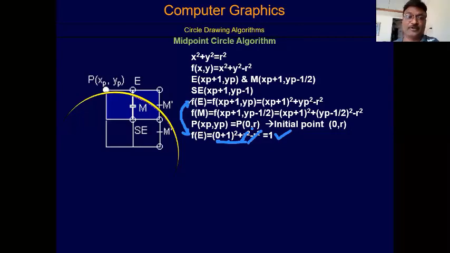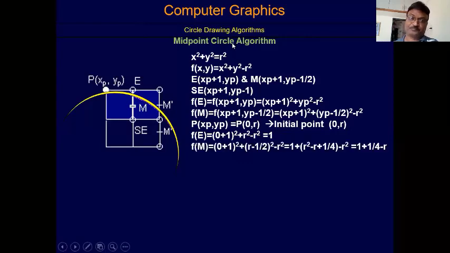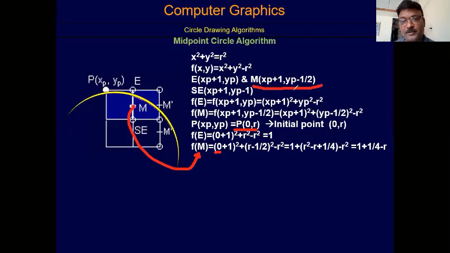Now proceed to the M value. Why am I calculating M? Because M is my midpoint. So this is my M point, the midpoint, and I have put this M point over here. xp is 0 and yp is r. Suppose xp is 0, I have put that. What is yp over here for the M point? yp becomes r minus 1 by 2. So this is my r minus 1 by 2.